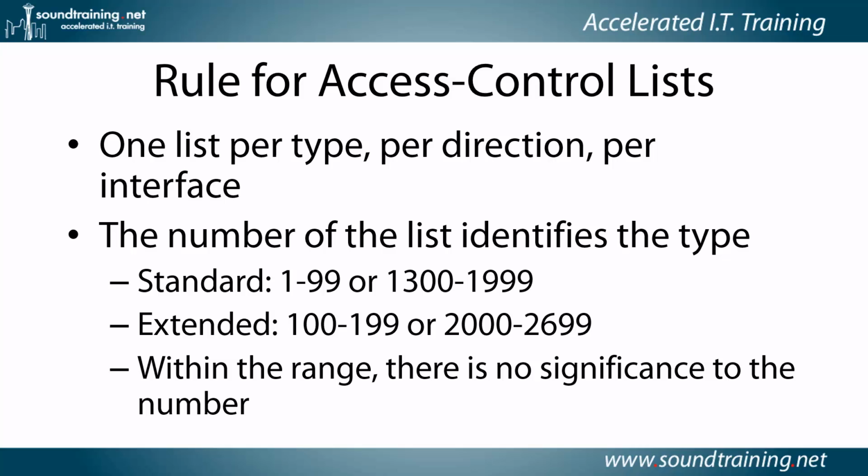A couple more rules for access control lists. First of all, one list per type, per direction, per interface. And a lot of people get kind of confused on that. But here's the thing. You can have one standard list, that's the type, per direction, inbound or outbound, on, say, interface gigabit Ethernet 0/0. You could have another list of the same type in the same direction on another interface, but you can't have two lists of the same type in the same direction on the same interface.